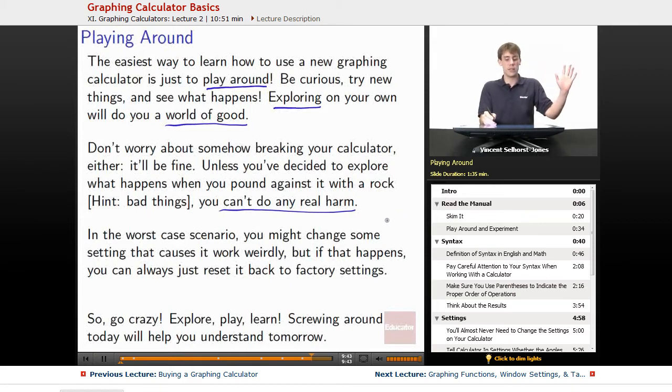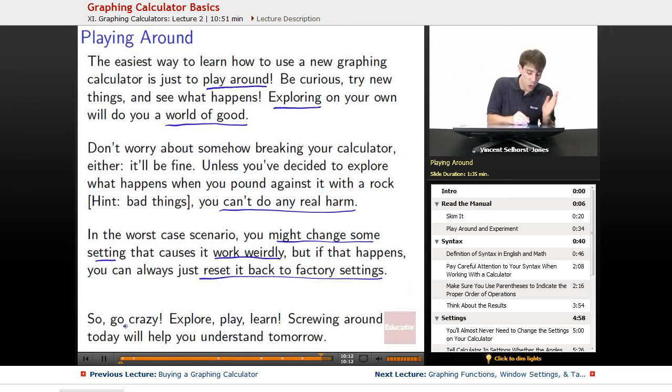In the worst case scenario, the absolute worst possible thing that could happen is you might change some setting that causes it to work weirdly, and you can't quite get it to work in a normal way. But if that happens, just reset the thing and put it back to factory settings, right? You can either search up a quick way to do that, or most of them will have some tiny little pinhole you can press with a toothpick on the back to put it back into factory settings, and there you are. You're past this horrible, weird issue. So you don't really have anything to worry about. Go crazy. Explore, play, learn.